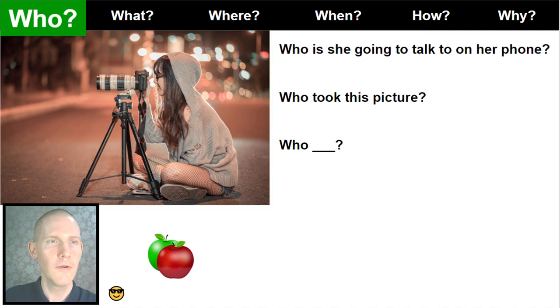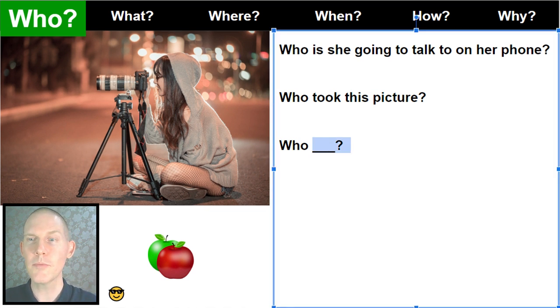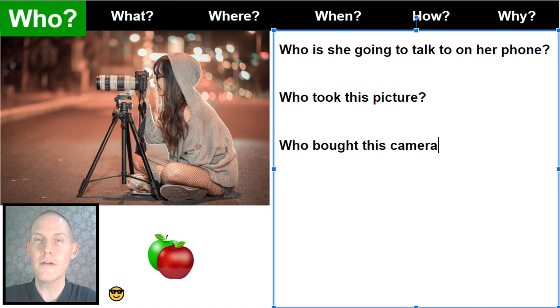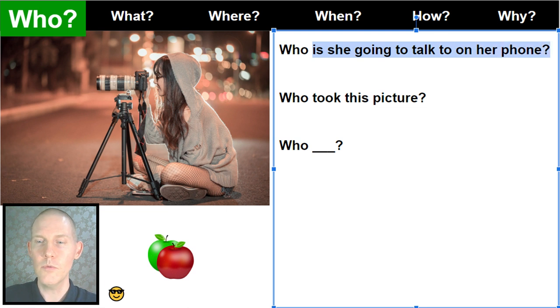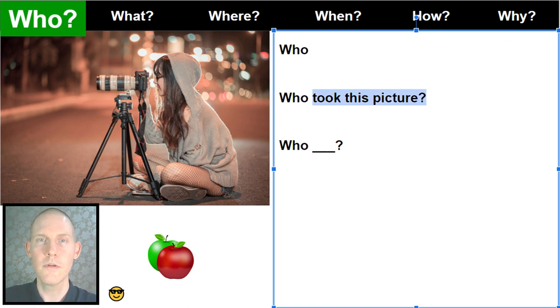Let's see. We need another who question. I'm looking at the comments. Fire away. There are a lot of possibilities for the who questions. We could say, who bought this camera for the woman or for the girl maybe. She seems pretty young, so I'll just say the girl. Not like a child, but like a young lady. So who bought this camera for the girl? If you have more who questions, let me know. Maybe we'll have one more slide for who questions.